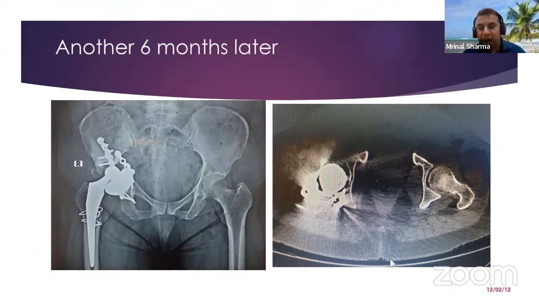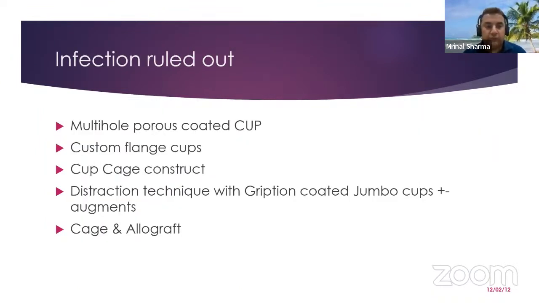The cup is almost toppled, and the patient is having extreme pain. And this is a case for revision now. Infection needs to be ruled out. The options being multi-hole porous coated cups, custom flange cups, cup cage construct because it was a pelvic discontinuity, distraction techniques with the jumbo cups and augments, or a cage and allograft.